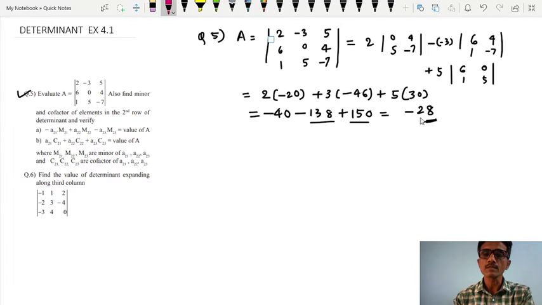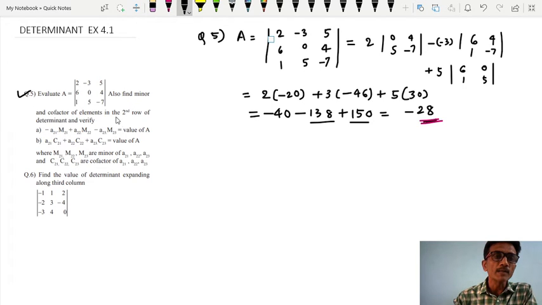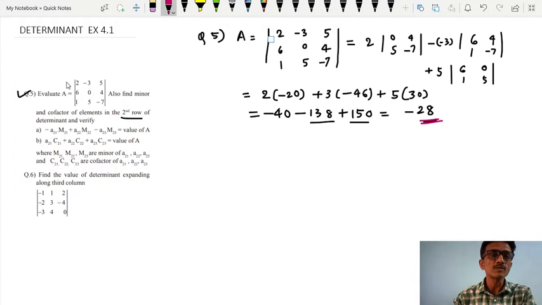What does this next ask? Further, find minors and cofactors of the second row of the determinant and verify this. So we will find minors and cofactors of the second row. What are the elements of the second row? 6, 0 and minus 4.